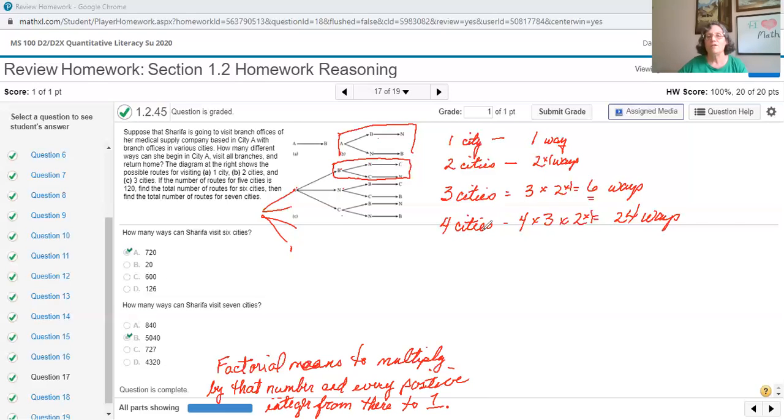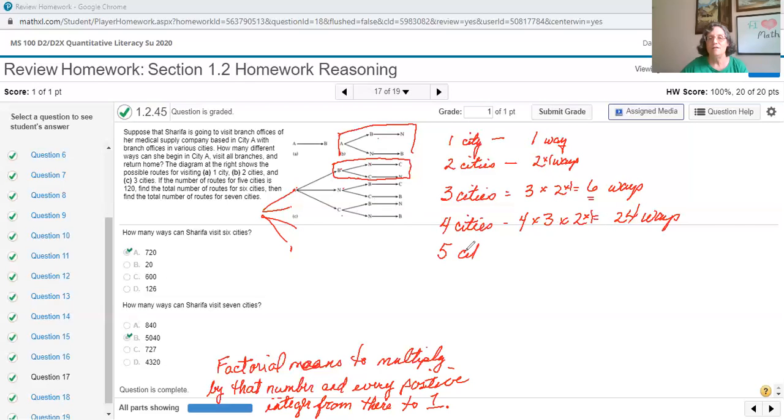So if there were 4 cities, then see what I'm saying? Each of these 4 would have all 6 of these ways to do it. So 4 ways that would each have 6 ways would be 4 times 6, or 4 times 3 times 2 times 1.